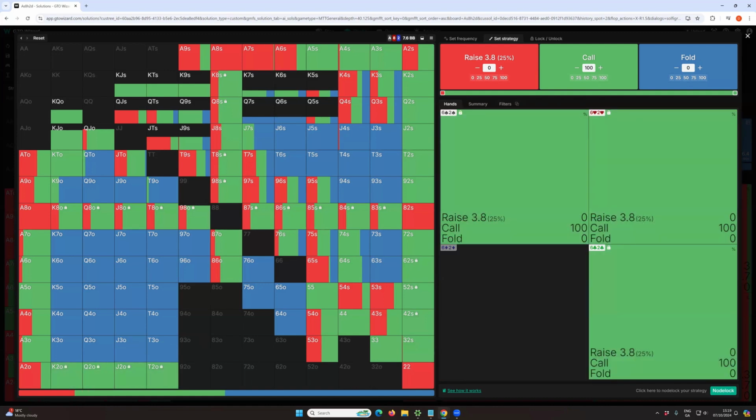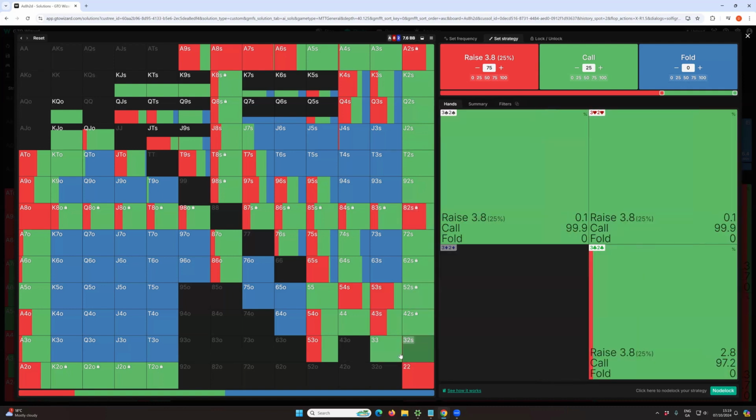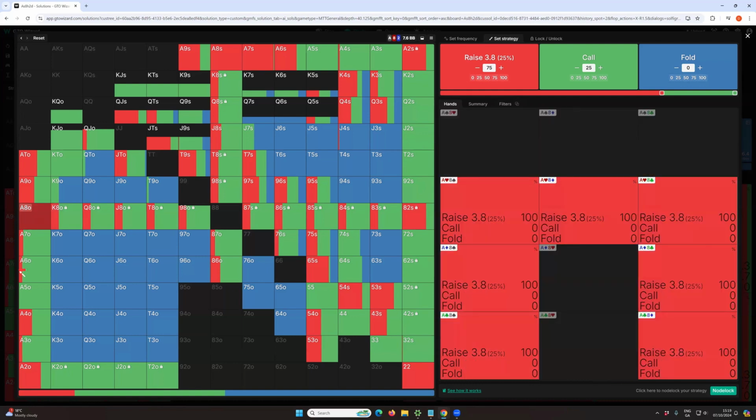Okay, what about two pairs? Is he always raising those, or is he doing a bit of mixing? I'd say it's mostly raising with two pair. When you say mostly, give it a percentage. 75% of the time. Okay. So we'll change all of the two pairs to 75%. And this is the exercise you should be doing in your mind. Ask yourself, what does he do with top pair? What does he do with middle pair? What does he do with two pair, etc.